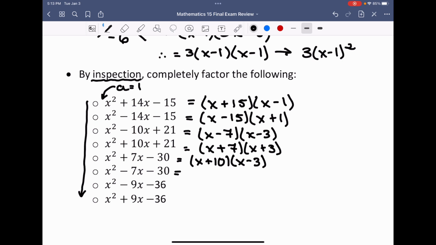Now, they both have to be negative, so it's going to be multiply to make negative 30, add to make negative 7. That means we're going to have x minus 10 and x plus 3. They're just going to flip places there.